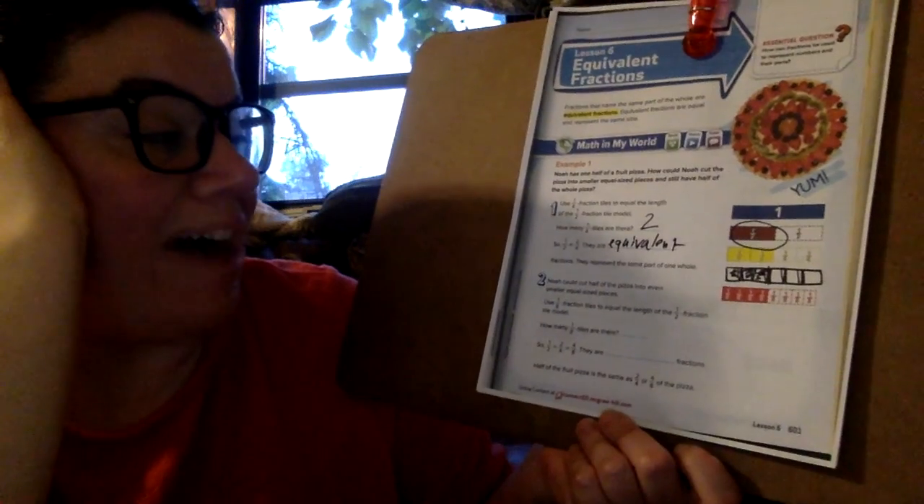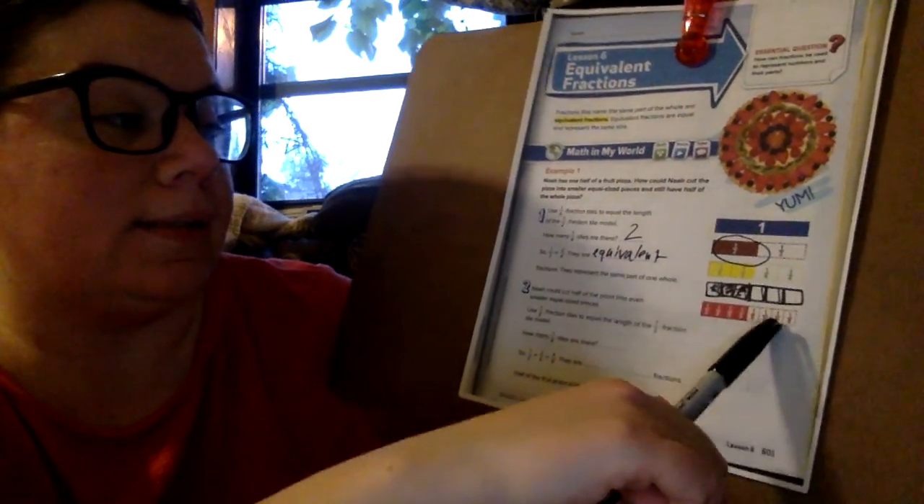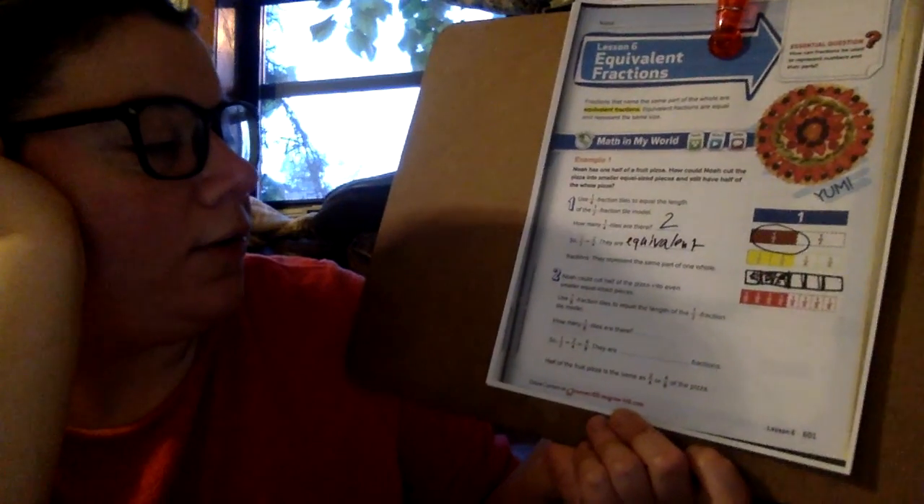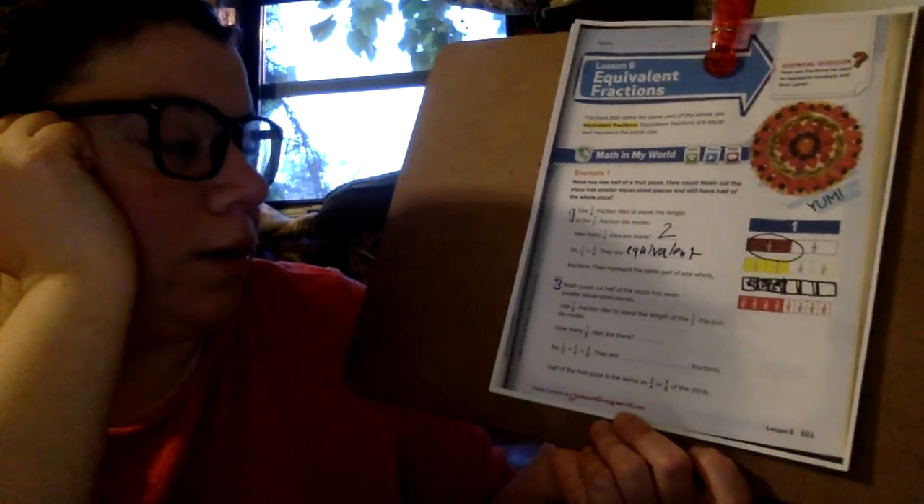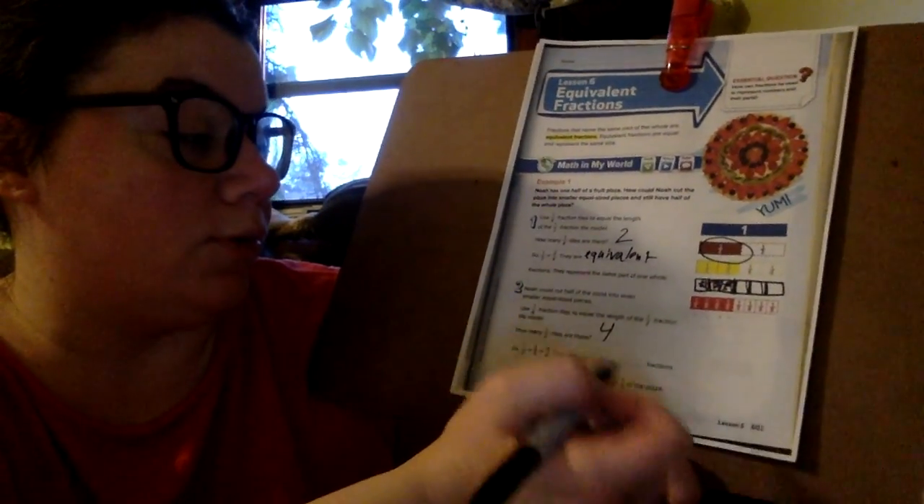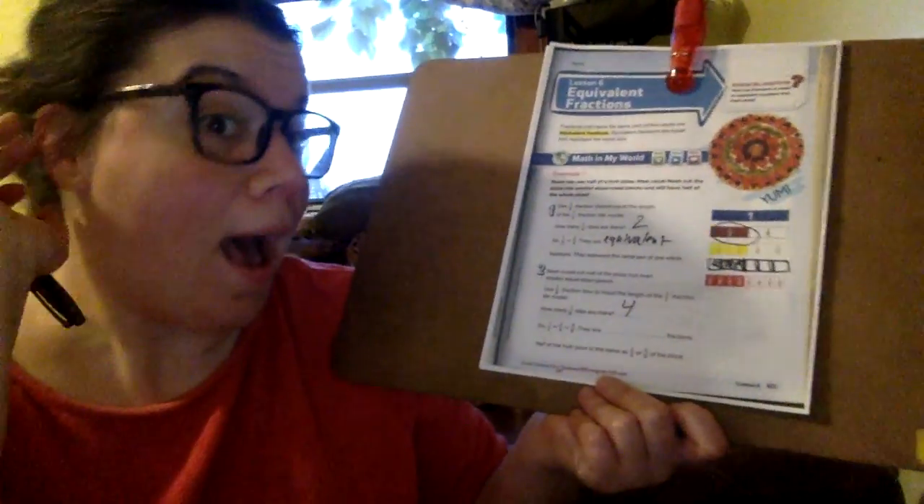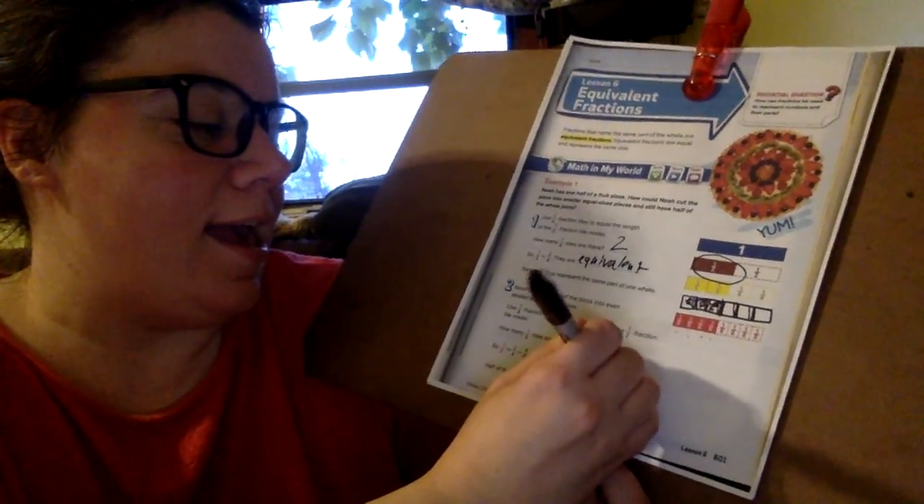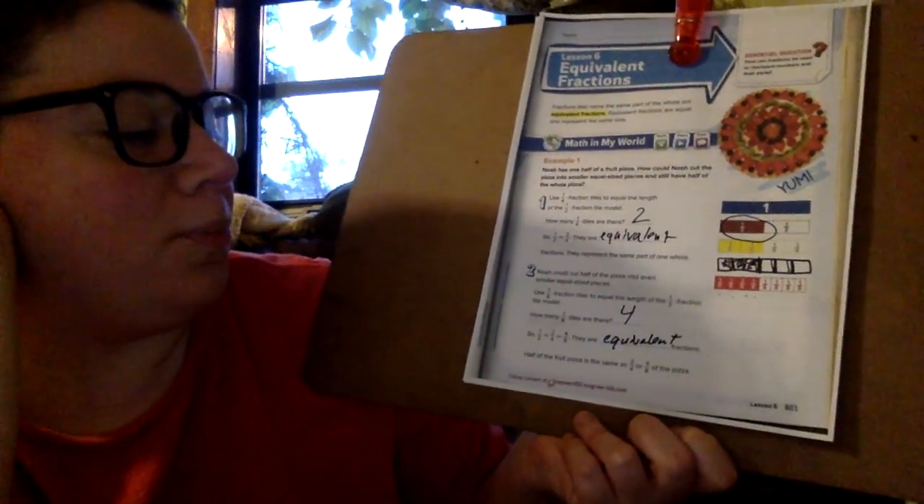Part 2, Noah could cut half of the pizza into even smaller equal-sized pieces. He's going to cut it into eighths. Use 1/8 fraction tiles to equal the length of 1/2. How many eighth tiles are there? 1, 2, 3, 4. There are 4 tiles. So 1/2 equals 2/4 equals 4/8. They are what, everyone? Equivalent fractions. Yay! Half of the fruit pizza is the same as 2/4 or 4/8, and like I just said, 5/10, 6/12. We could keep going. You could go to infinity making equivalent fractions for 1/2 and other fractions as well. But let's go on to example 2.